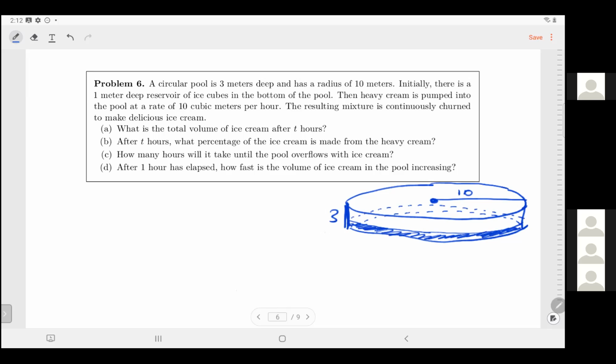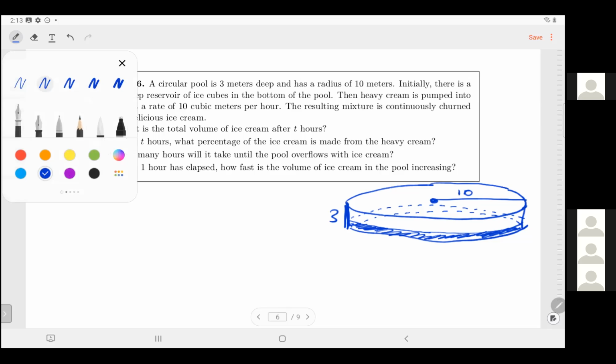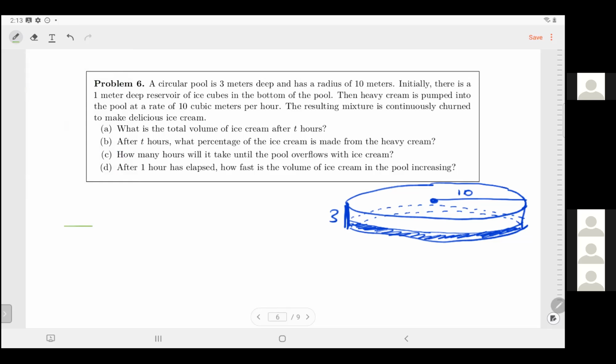Okay. And heavy cream is pumped into the pool at a rate of 10 cubic meters per hour and then churned to make ice cream. So I think we all could use a pool of ice cream right now. So let's go ahead and figure this thing out. Part A states, what is the total volume of ice cream after T hours? Here I'm assuming the second heavy cream hits ice cubes, it forms ice cream. Okay, it's like instantaneously mixed and it starts out really icy, but we'll still call it ice cream.